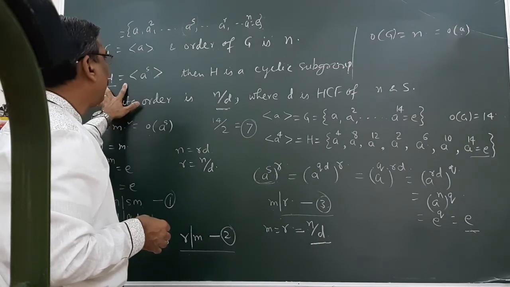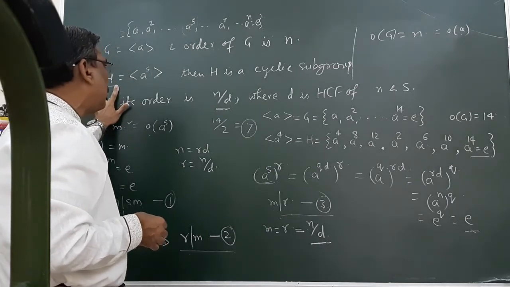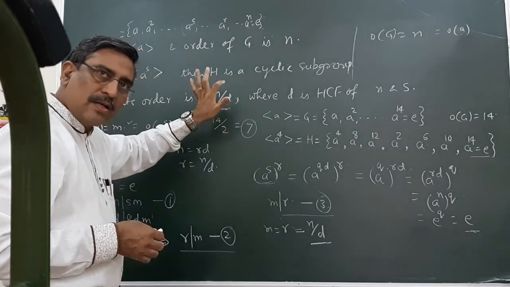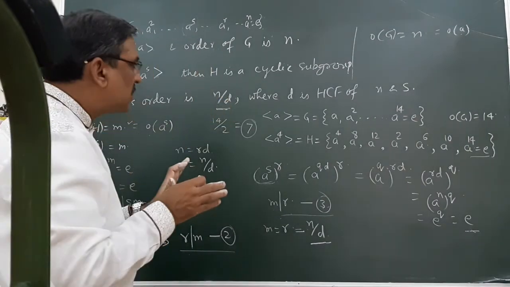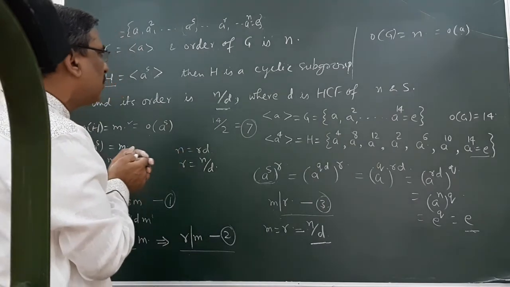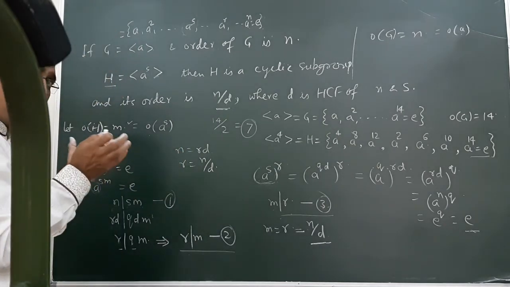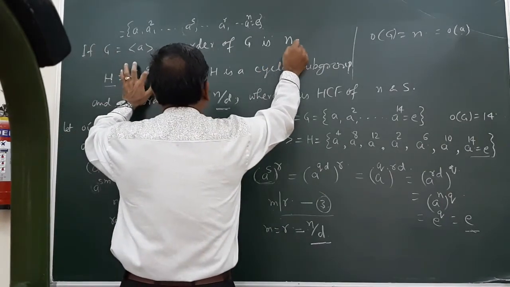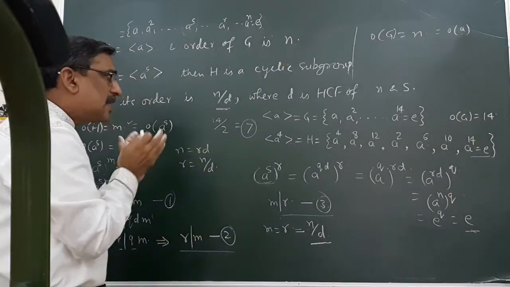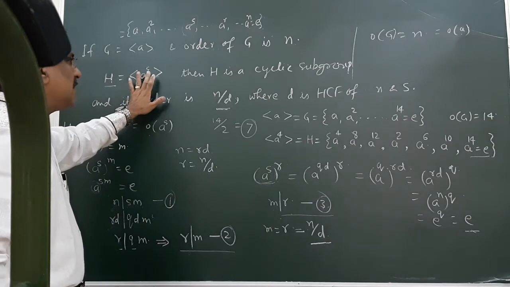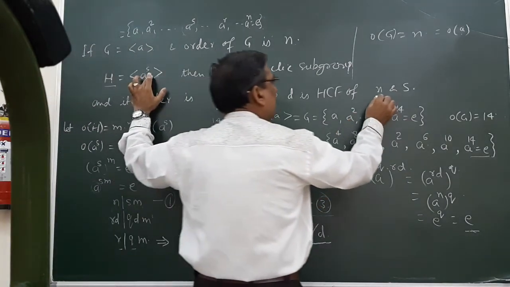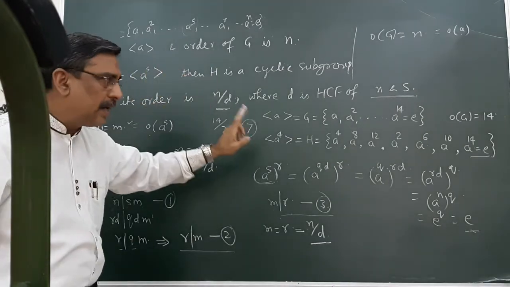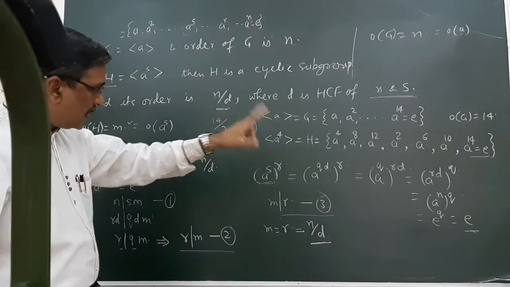The order of H will be equal to the order of G, since D is equal to 1. When will D be equal to 1? When N and S are co-prime. If N and S are co-prime, then the HCF of these two is 1.